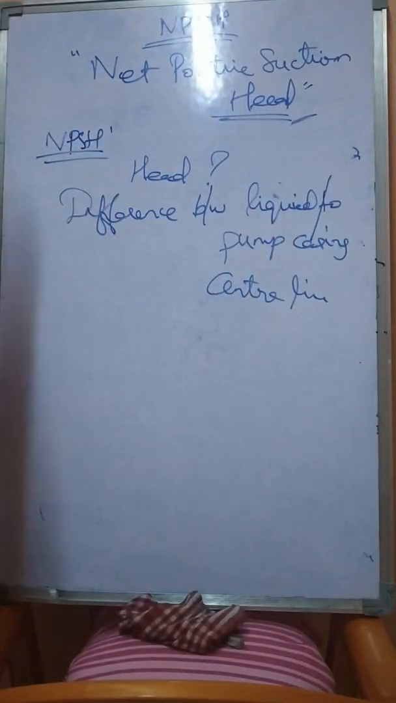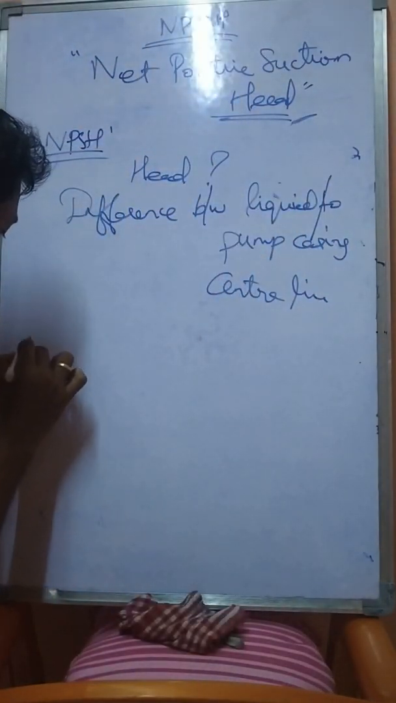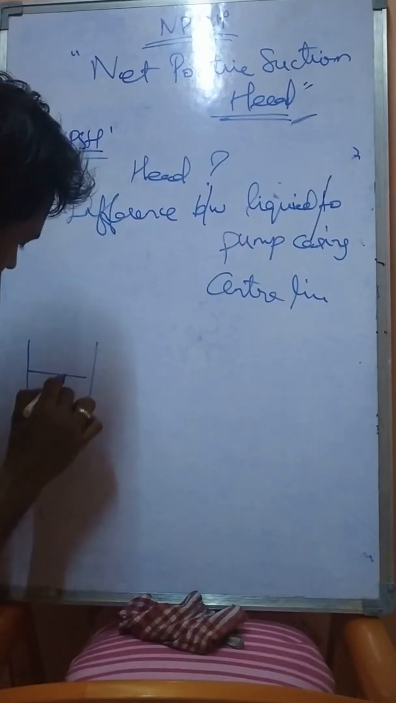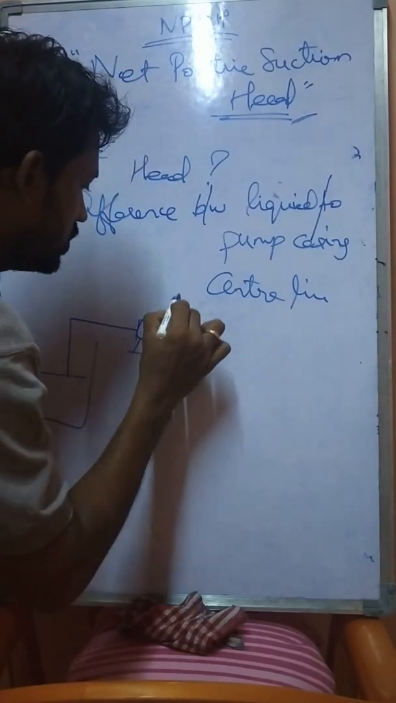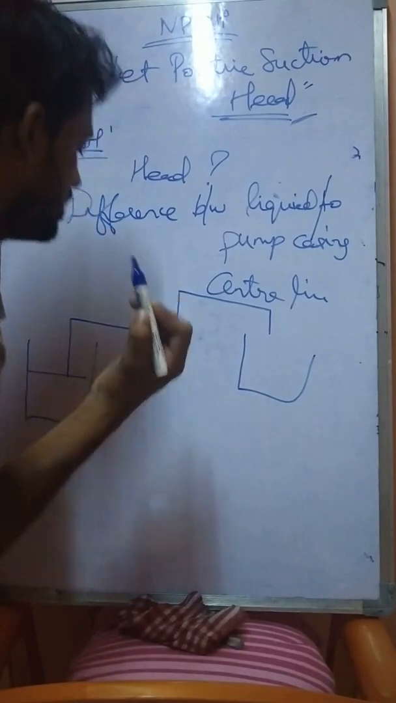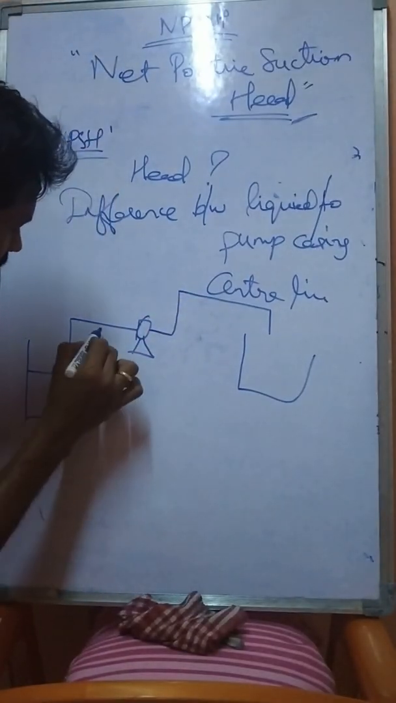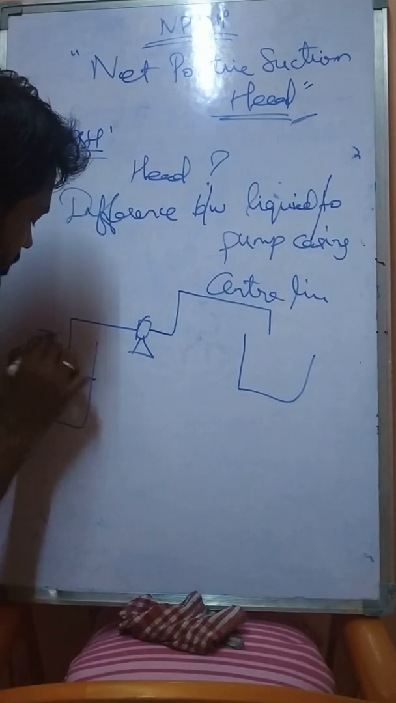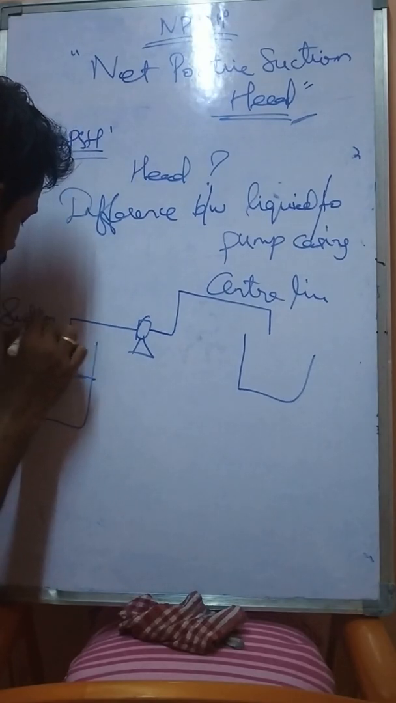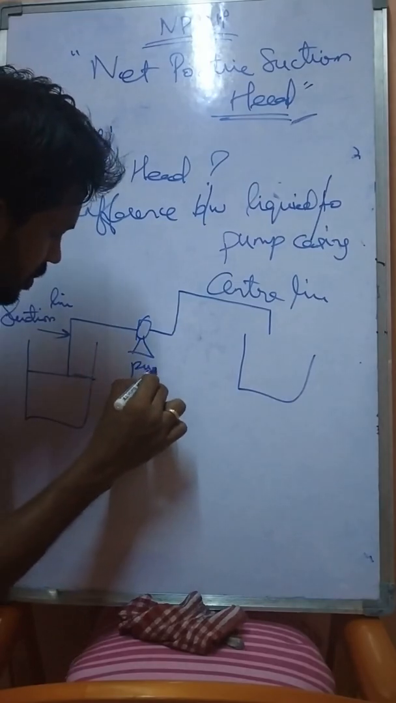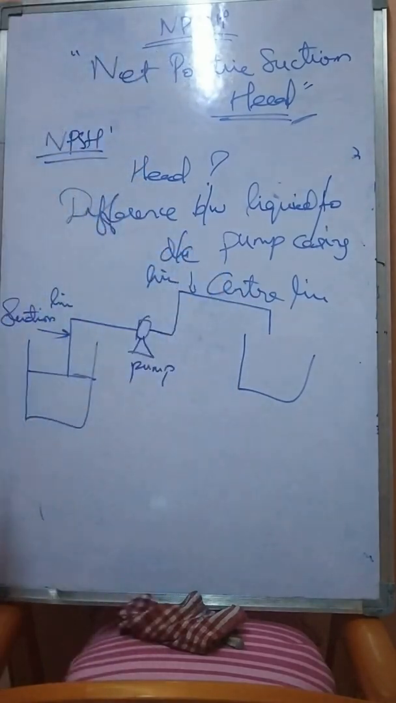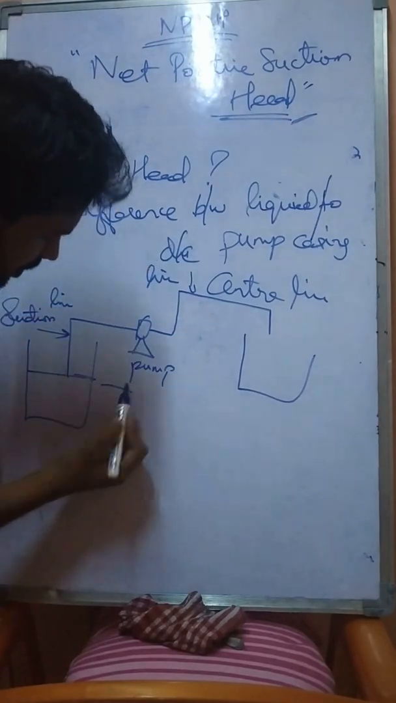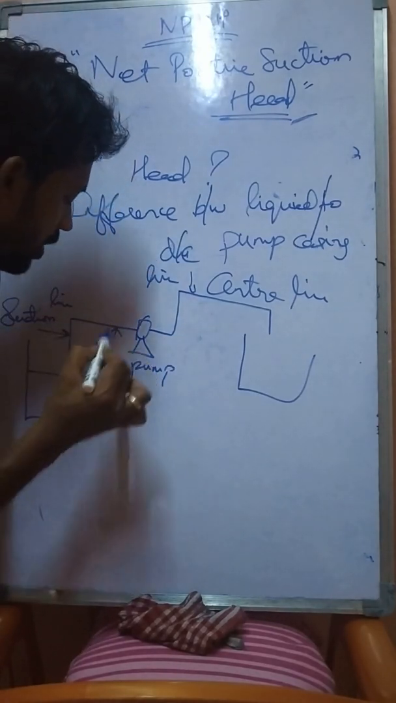You can simply draw a diagram. We take a tank available at the bottom level. This is the suction point and this is the pump. It is going to discharge the liquid somewhere else, into another tank. So this is the suction line, the pump, and the discharge line. The head is the difference from this liquid level up to this point.